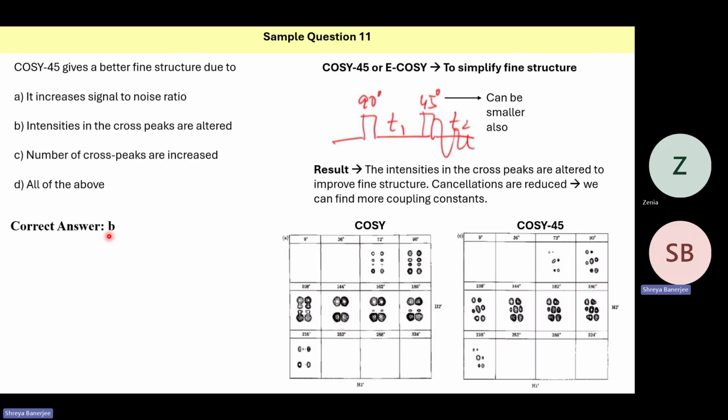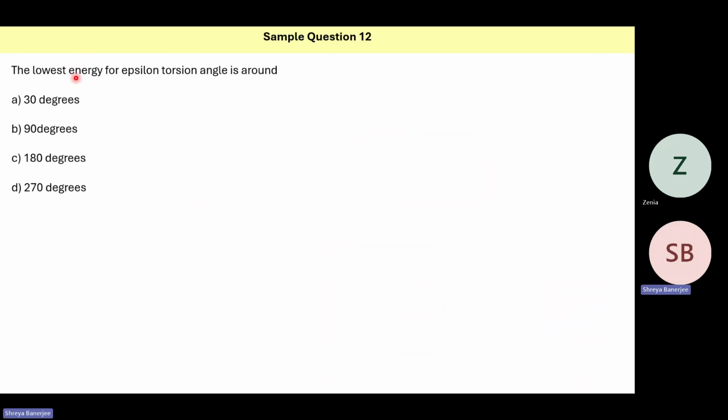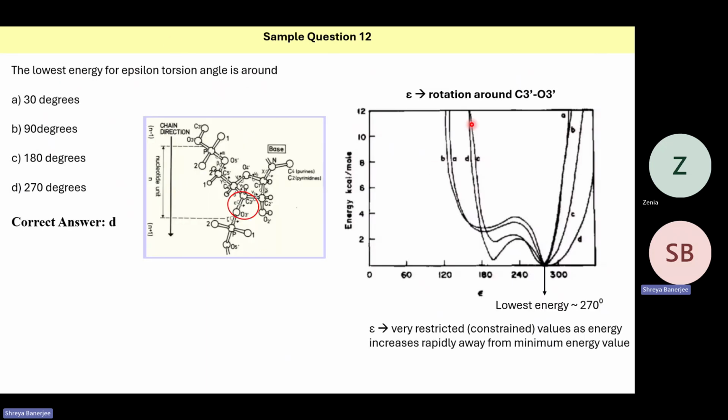And finally, the question is asking about the epsilon torsional angle and what is the lowest energy for that. So if you remember this graph, you can see the epsilon around 270 degrees gives the lowest energy. Epsilon is the angle between the C3 prime and the O of the phosphate. So this angle has very restricted values around 270 degrees, because that is where energy is lowest, and away from that energy rises very sharply. So that is the option D, that is 270 degrees.